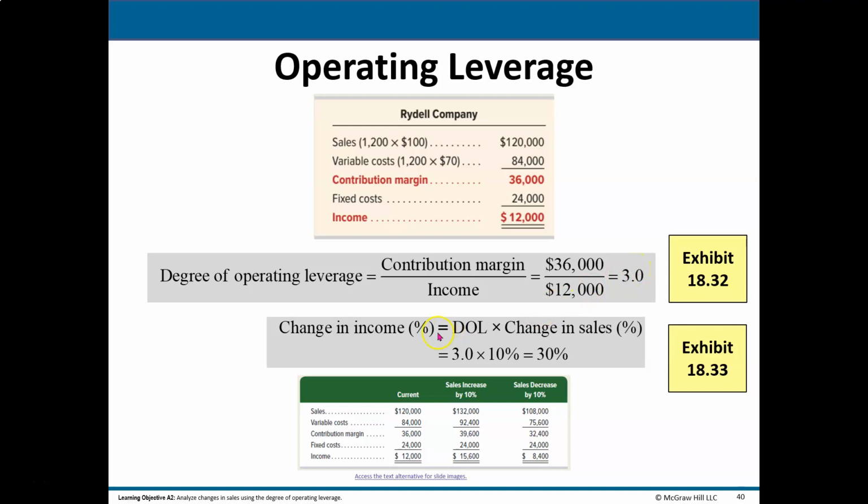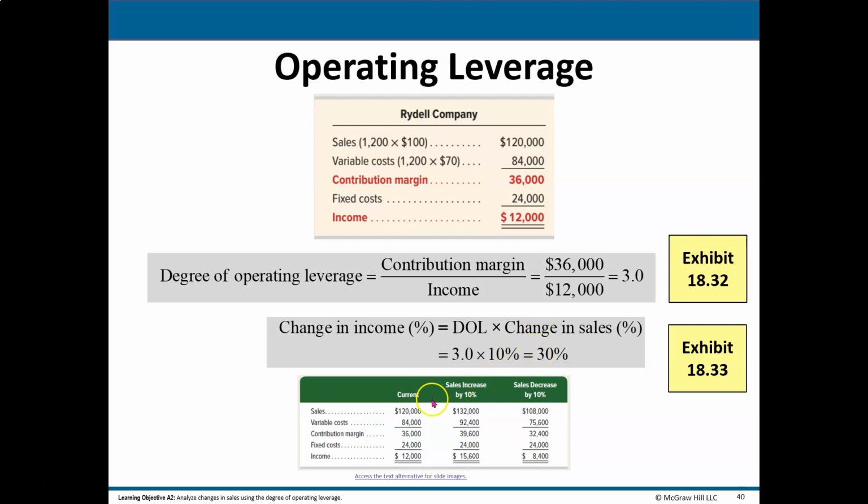Now, what does that 3.0 represent? That for every percent change in sales, I will have a 3% change in operating income. So when I take my change in sales, and let's say that sales either increase or decrease by 10%, I'm going to take that 10% and multiply that by 3.0, and I will get a 30. My change in sales of 10% either way, multiply that by my degree of operating leverage, and I'll have a change in income of 30%.